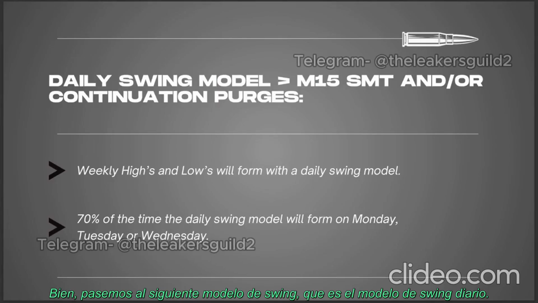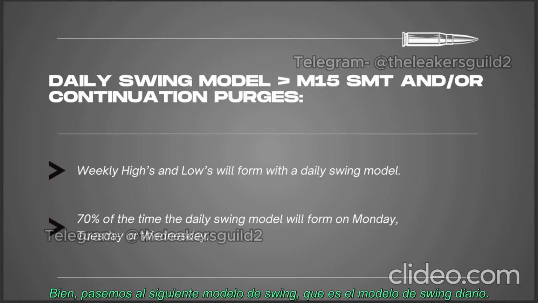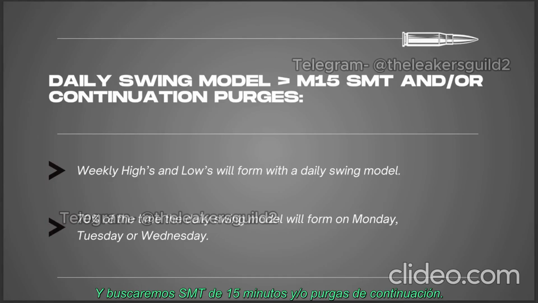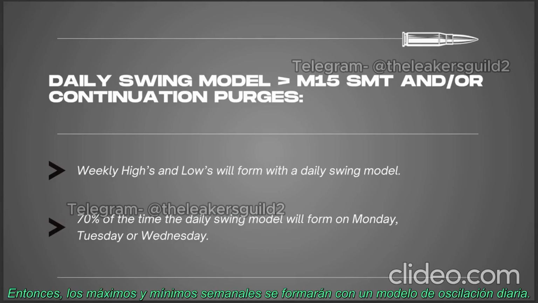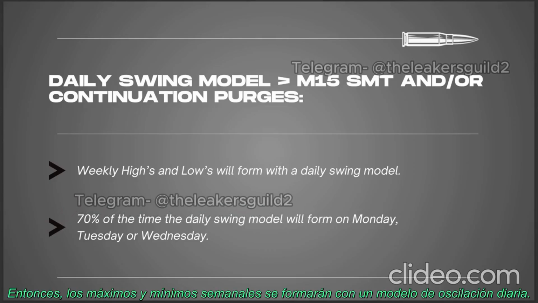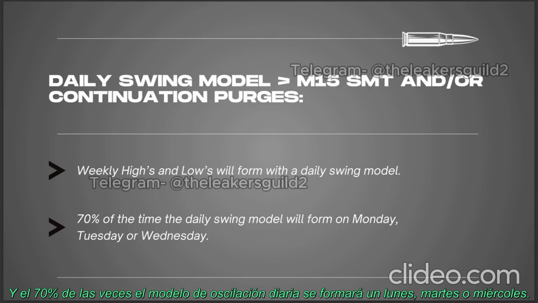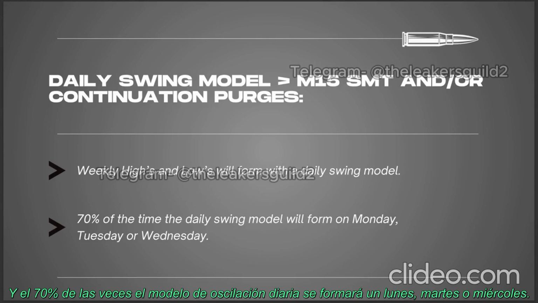Right, so let's go to the next swing model, which is the daily swing model, and we're going to be looking for 15-minute SMT and or continuation purges. So the weekly highs and lows will form with a daily swing model, and 70% of the time the daily swing model will form on a Monday, Tuesday or a Wednesday.